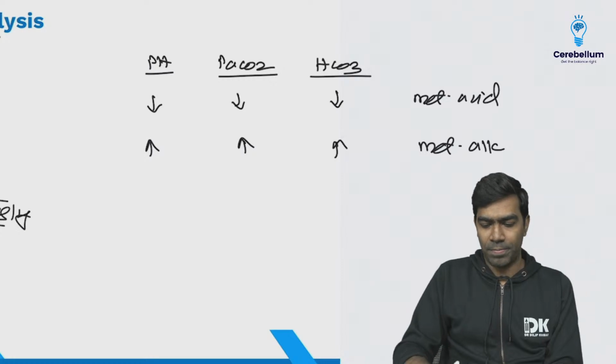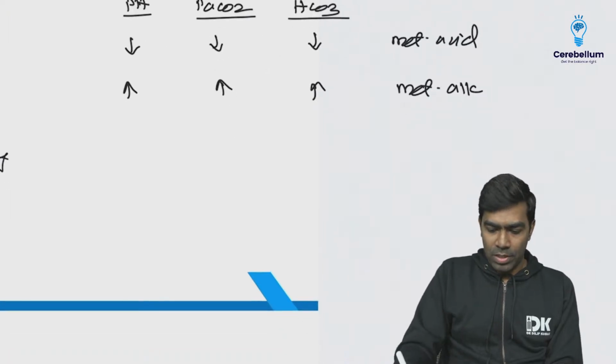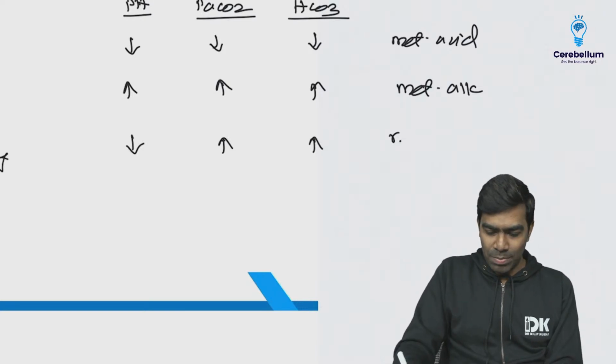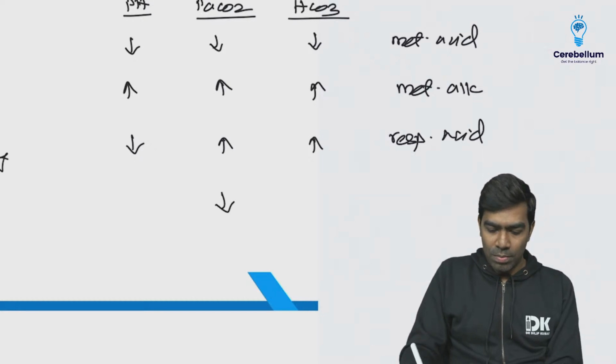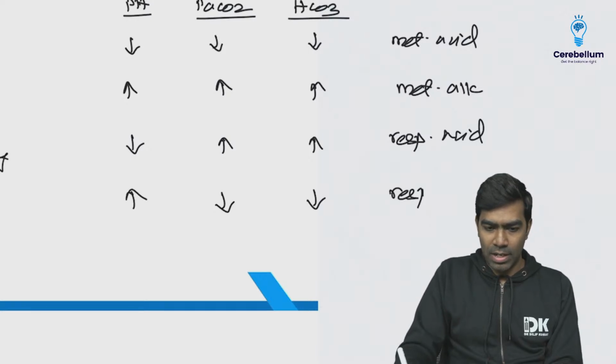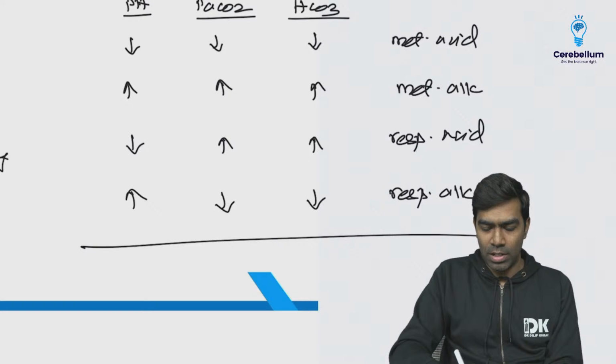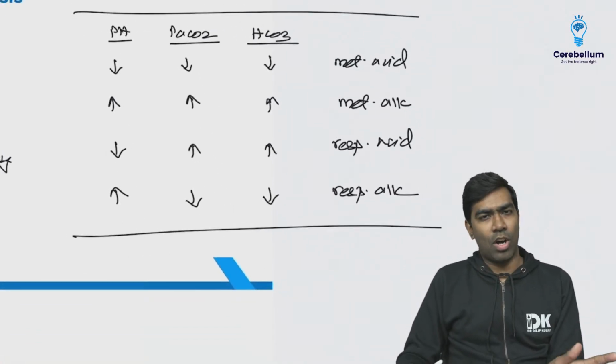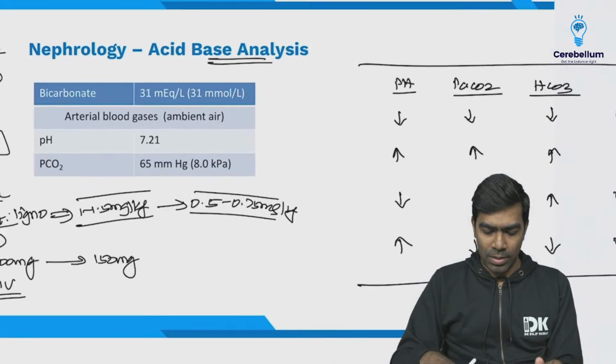This is the primary. Third, if the PaCO2 is high, bicarbonate is also high, but the pH is low, the inference here is respiratory acidosis. If the PaCO2 is low, bicarbonate is also low, but the pH is high, it indicates a respiratory alkalosis. So this is the table that you need to know. But I don't think you need this table in the first place. All you need to know is just one thing.